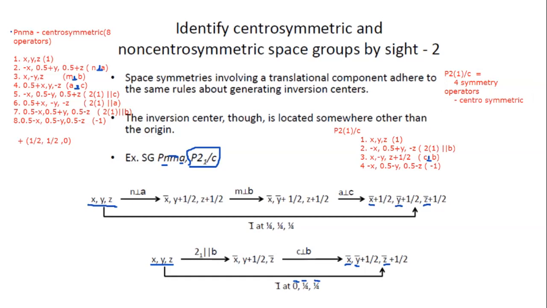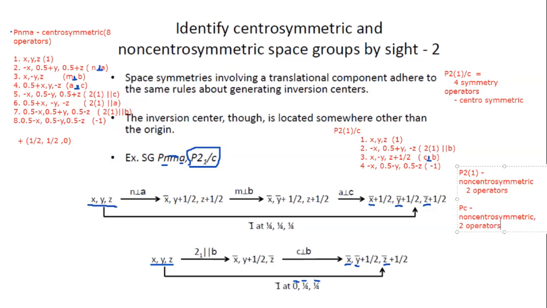Now if we compare this to just the space group P21, P21 is non-centrosymmetric, and it only has 2 operators. Likewise, if we had the space group PC, it's also non-centrosymmetric, and it has 2 operators. So the operators in both of these are the identity and the screw axis for P21, and the identity and the C glide perpendicular to B for PC.